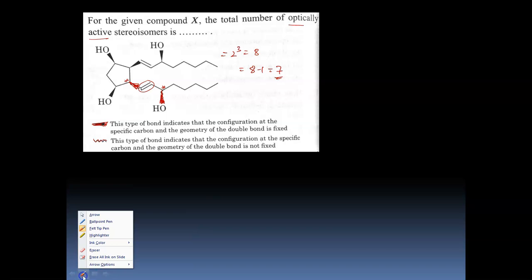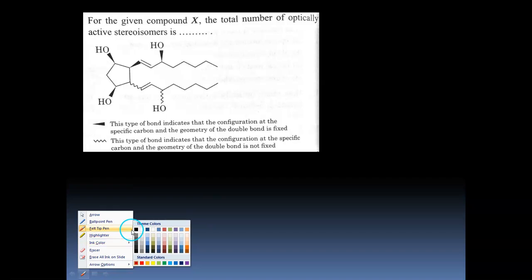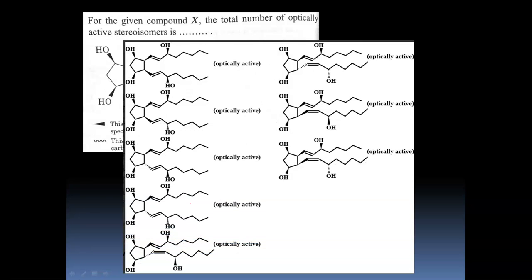Second, those who have not done a course on permutation and combination should be doing it by drawing the molecule. They only should be doing it by drawing the molecule, right? So draw all the possibilities.